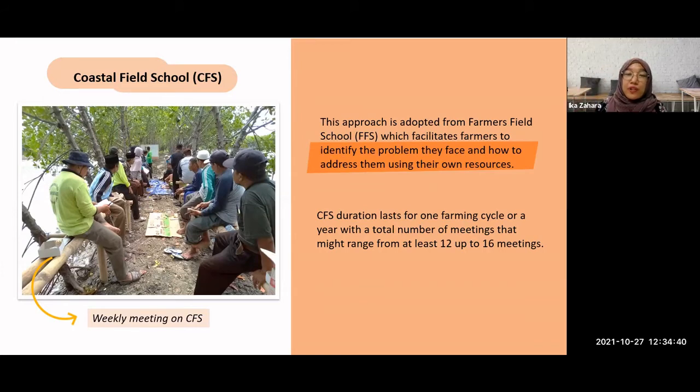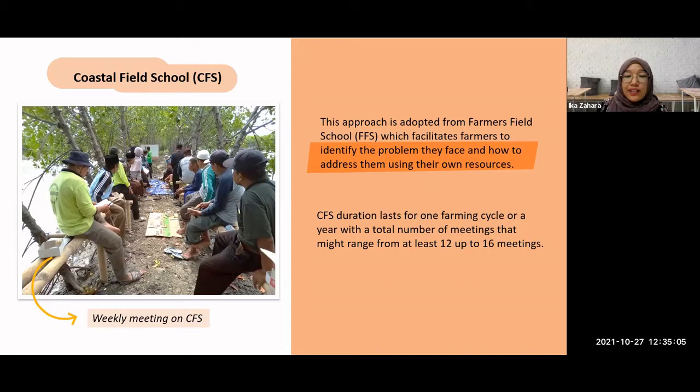We approach the coastal communities and encourage them to identify the problems they face and how to address them using their own resources. That means the local resources that they can afford and they can easily attain around their area.